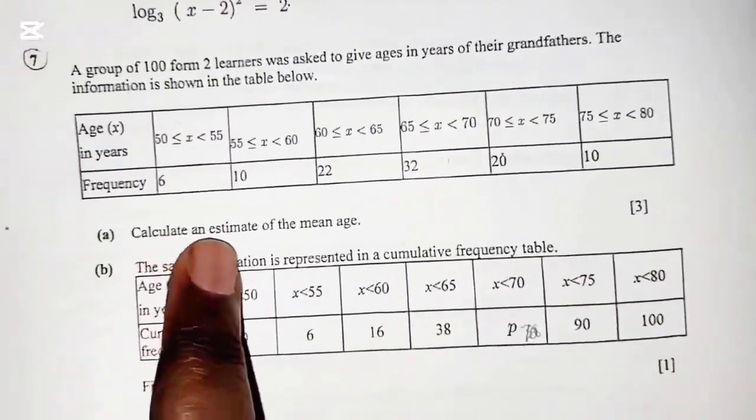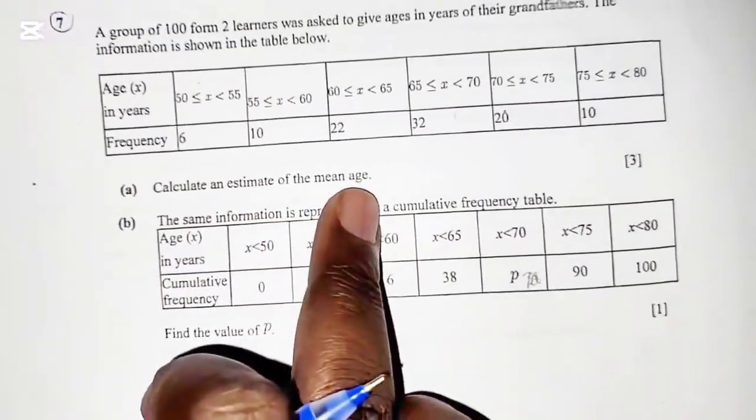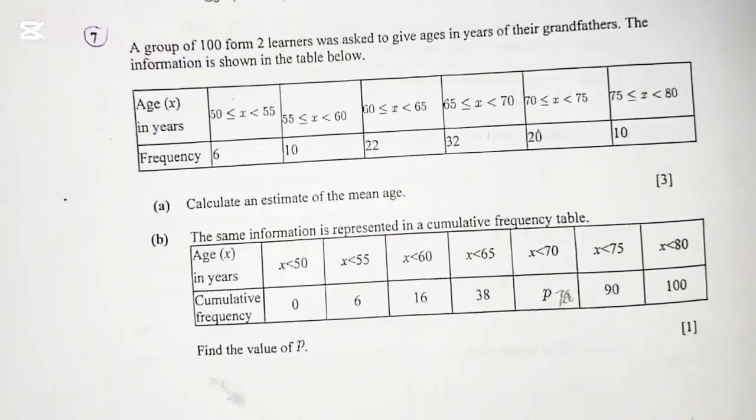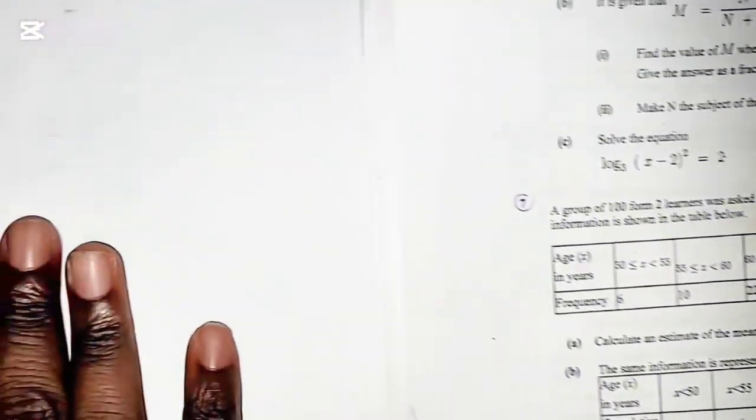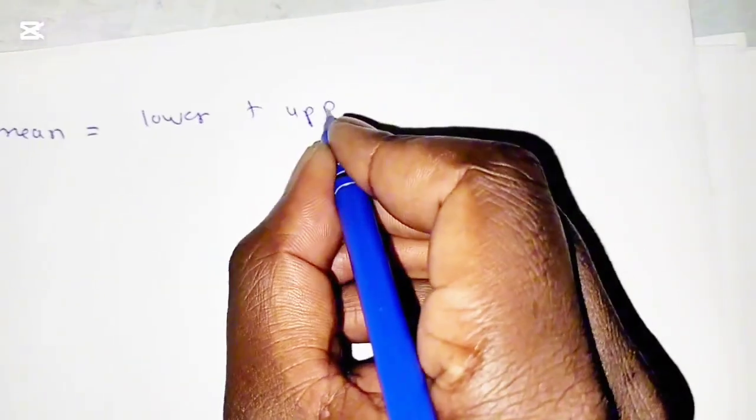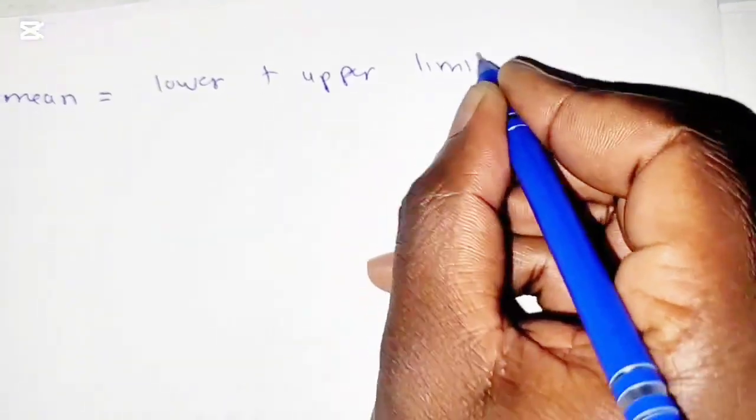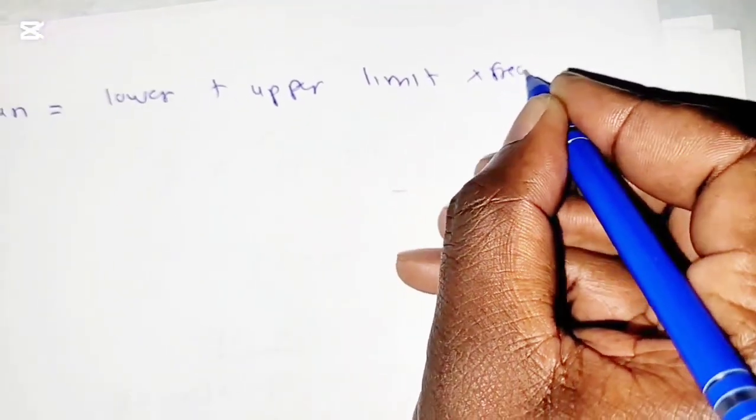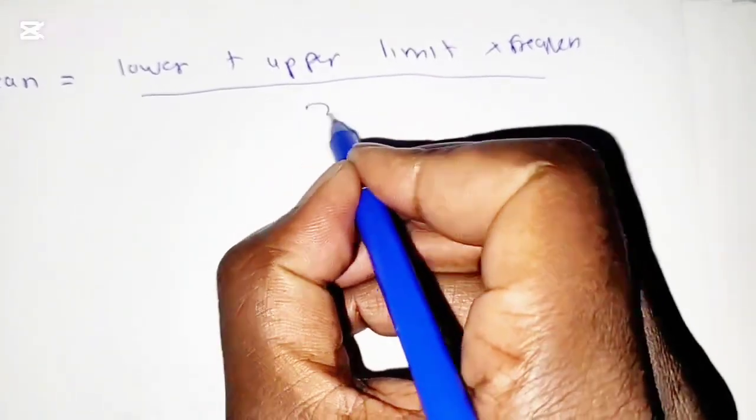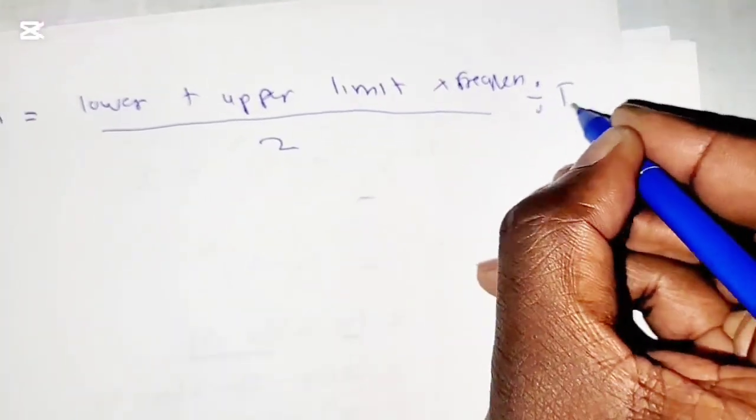So we are asked to calculate an estimate mean. We're going to find the estimate what? Estimate mean. Okay. So the formula for finding the mean is equal to lower plus upper limit times frequency, all over 2. Then we divide by the total. Are we together?